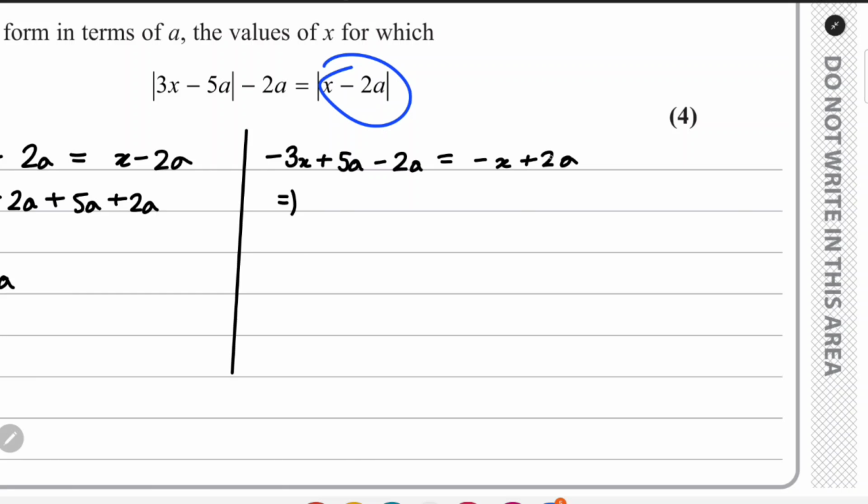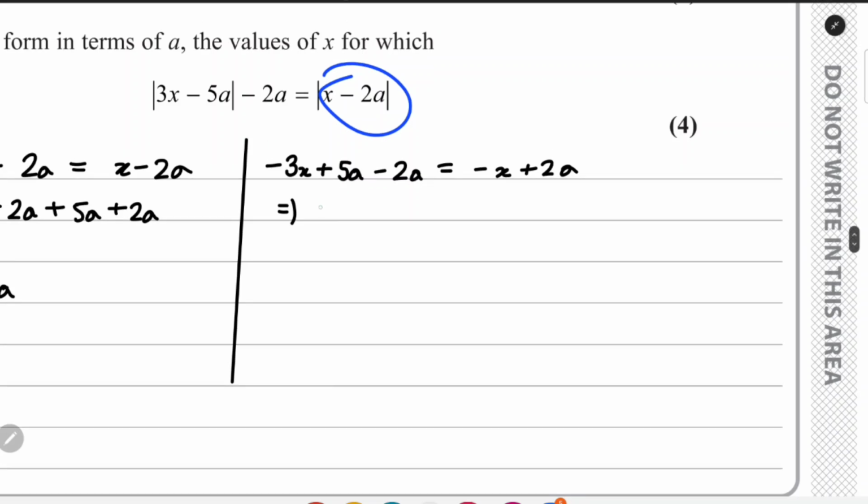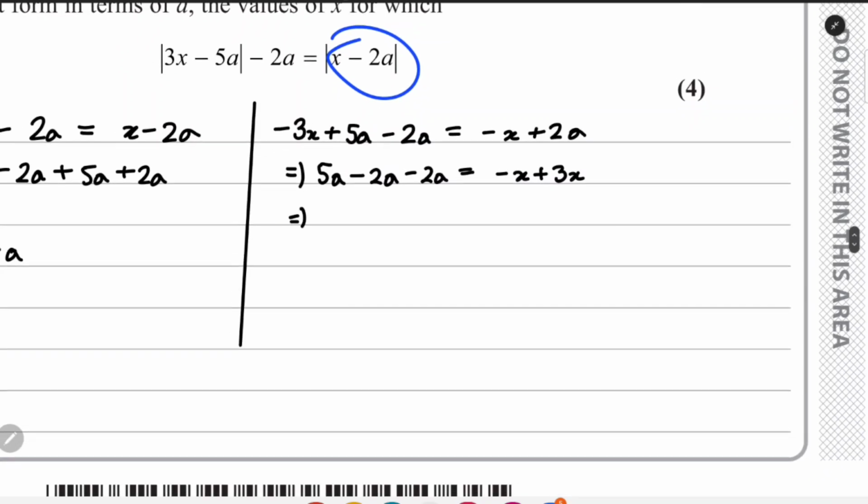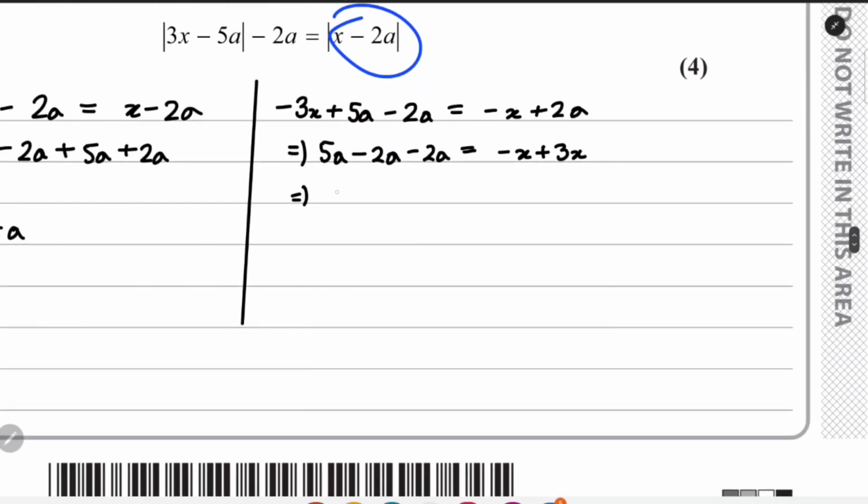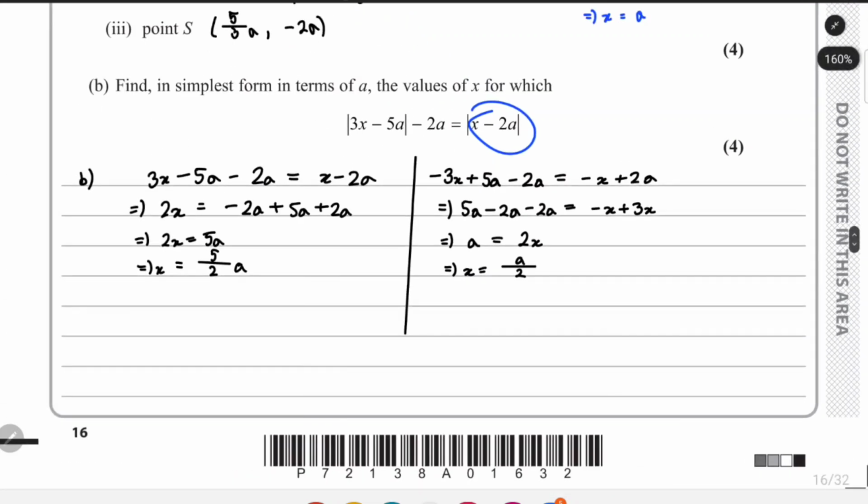Now I'll move all the a's to the left and the x to the right to keep x positive, so I get 5a minus twice a equals to minus x plus 3x. On the left we have 5 minus 4, so 1a, and on the right we have twice x, so x will be equal to a by 2. So these are the values of x for which this equation holds.